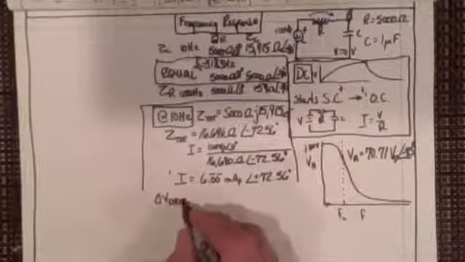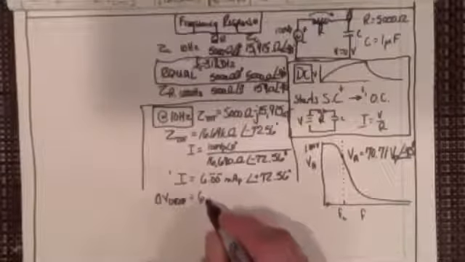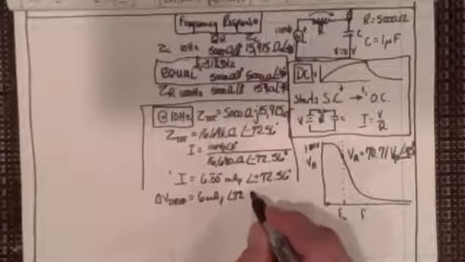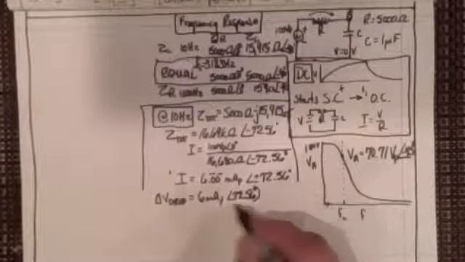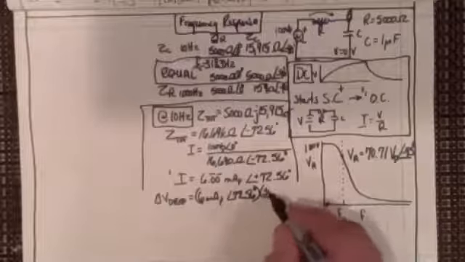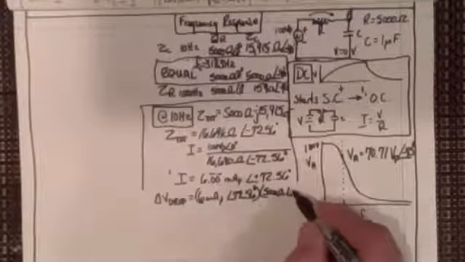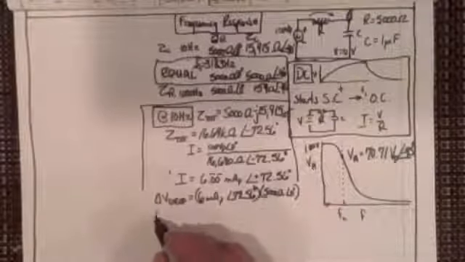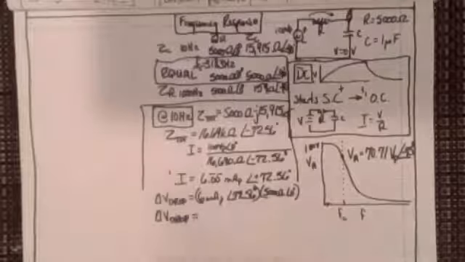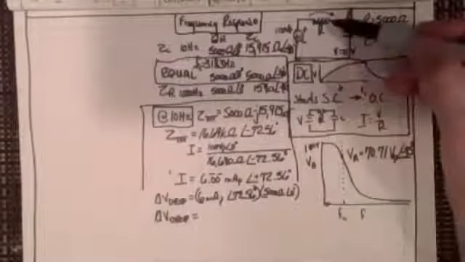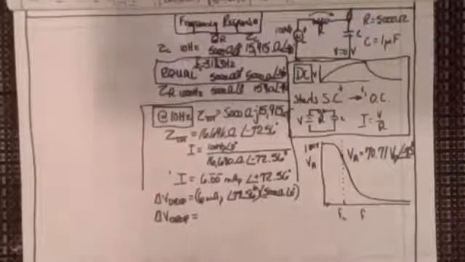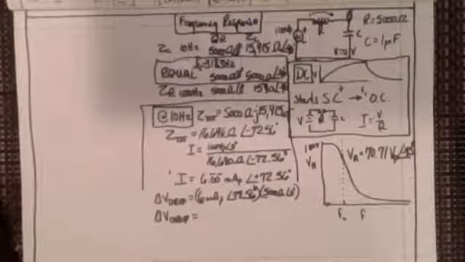Isn't it the current, which would be 6 milliamps peak at 72.56 degrees? I'm going to multiply that because it's I times Z, right? So Z is just going to be 5,000 ohms at 0 degrees. So the voltage drop across that first resistor is going to tell us what the voltage is at A, because if I take 100 volts and subtract the voltage drop across the resistor, I'll find out what the voltage is at A. So let's just do that.